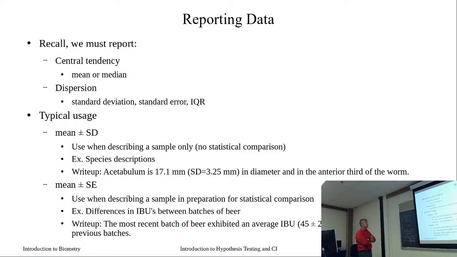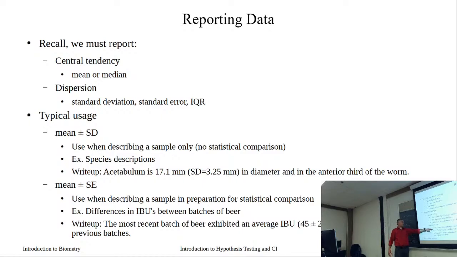All right. Typical usage, you use mean plus or minus the standard deviation when you're just describing a sample. You have no intentions of performing any sort of statistical comparison. So species descriptions, you're usually not doing any sort of comparison. You are just presenting the descriptor. So here's one way in which I can write it up. The acetabulum of a digenetic trematode is the ventral sucker. So I can say the acetabulum is 17.1 millimeters, and then in parentheses, SD equals 3.25 millimeters in diameter and in the anterior third of the worm. This is just descriptive, so standard deviation works.